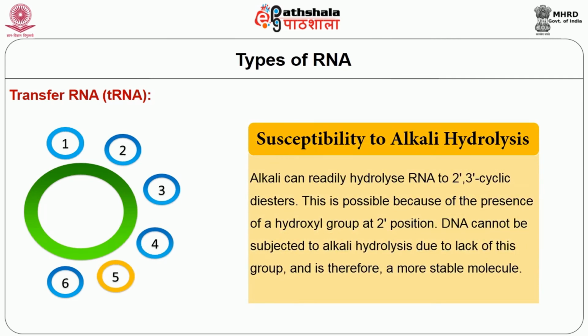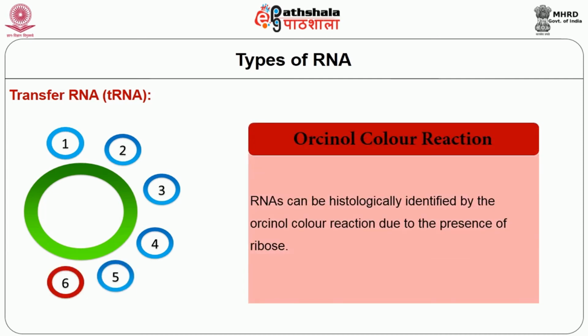Alkali can readily hydrolyze RNA to 2',3' cyclic diesters. This is possible because of the presence of the hydroxyl group in the 2' position. DNA does not have this oxygen molecule there and therefore cannot be subjected to alkali hydrolysis. It is therefore a more stable molecule. RNAs can be histologically identified by the orcinol color reaction due to the presence of ribose.